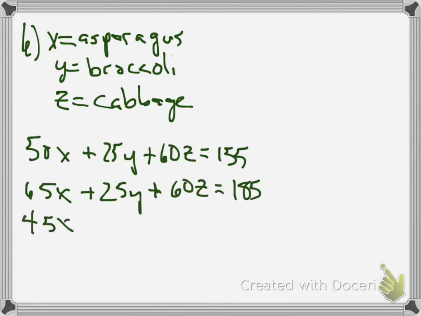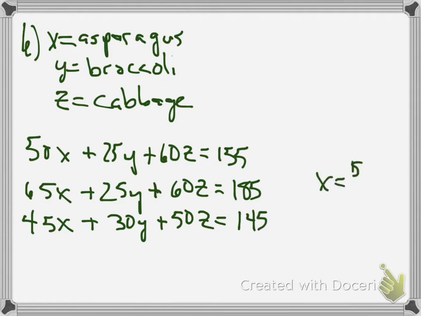So I'm going to let it keep going. And then you type them into the calculator, press enter, and you'll get that the asparagus was $2, the broccoli was $1, and the cabbage was 50 cents. So fairly easy, not too hard. That shouldn't be that much.